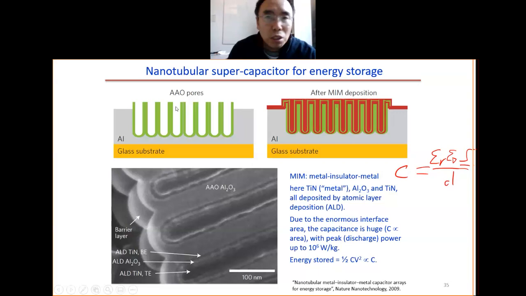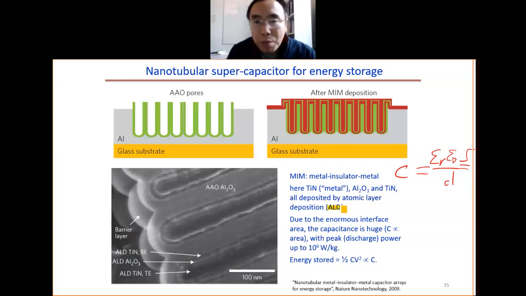They have the AO. They grow three layers of metal-insulator-metal. You have this metal, dielectric, and so you have this capacitor. Here the metal is titanium nitride, and the dielectric material is aluminum oxide. The other metal is also titanium nitride. But how to fill in the metal inside the pores, a very, very conformal filling inside the pore? This is done by the ALD.